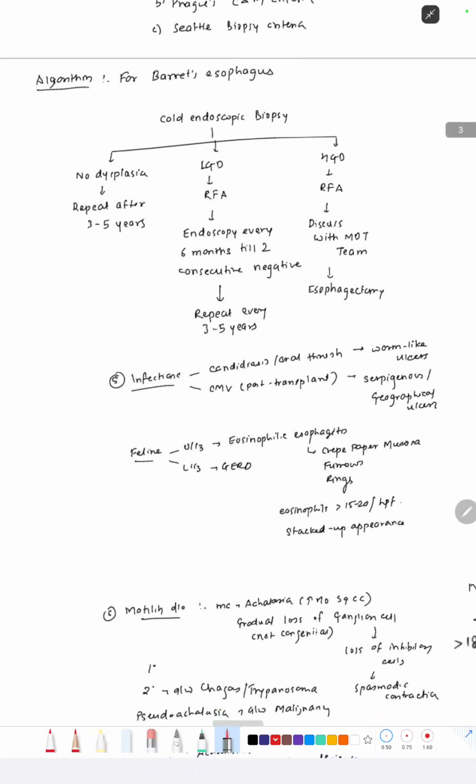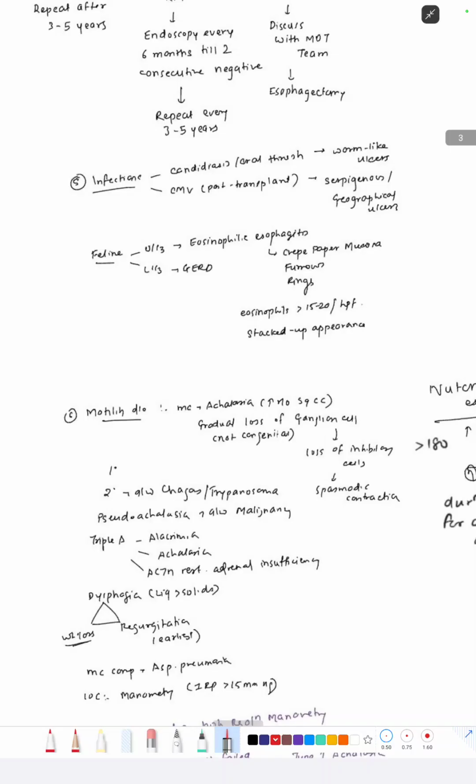Then what is the management algorithm for Barrett's esophagus? You have to go for a cold endoscopic biopsy. If no dysplasia is found, then you have to repeat after 3 to 5 years. If it's low grade dysplasia, then you have to go for radiofrequency ablation followed by endoscopy every 6 months till 2 consecutive margins come out negative. Repeat after 3 to 5 years. If it's high grade dysplasia, you have to again go for radiofrequency ablation, discuss with a multidisciplinary team, and go for esophagectomy.